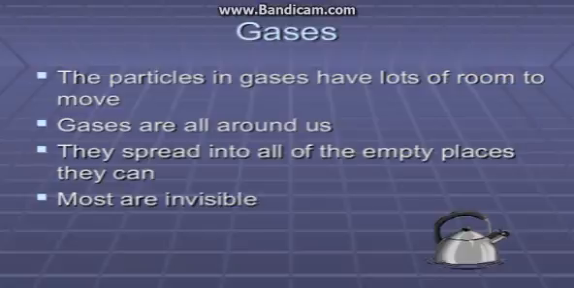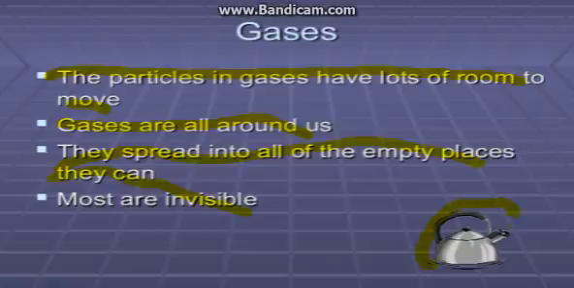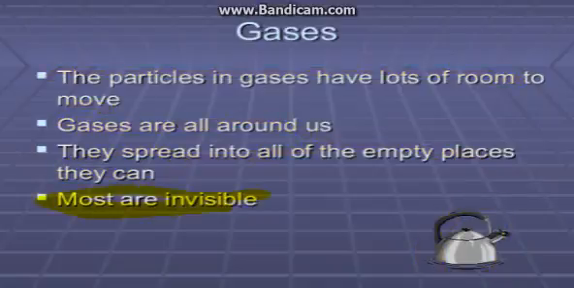But moving on, we have gases now. The particles in gases have lots of room to move. Gases are all around us. No, air is not a gas. Is it? No. I'm not sure on that. Don't quote me. But they spread in all empty places they can, like in a pot when you're boiling something. Most are invisible. If you see someone who smokes, you can see the smoke that comes off of the cigarette, which is in fact a gas, or the smoke that comes from a fire. That is a gas. Cars, out of their muffler, you have that gas that comes out of there too.